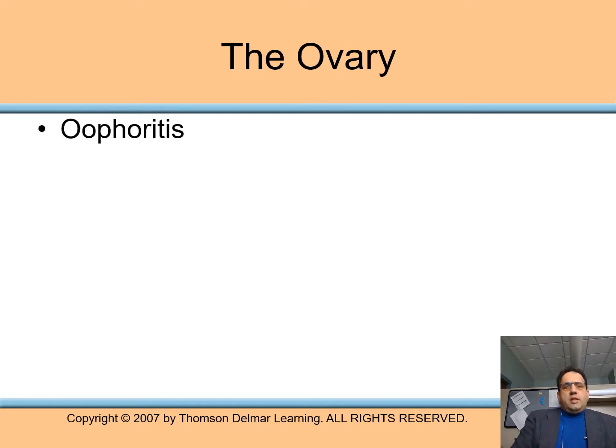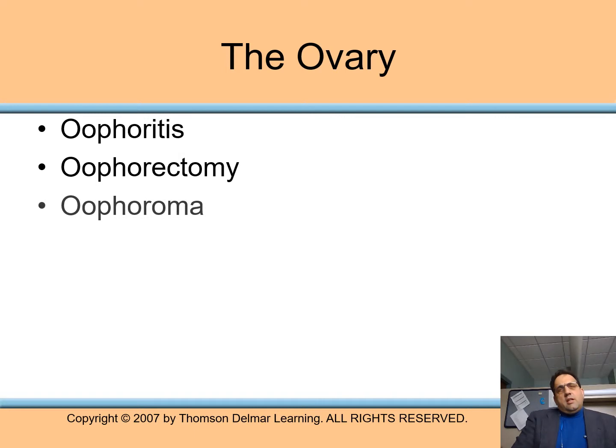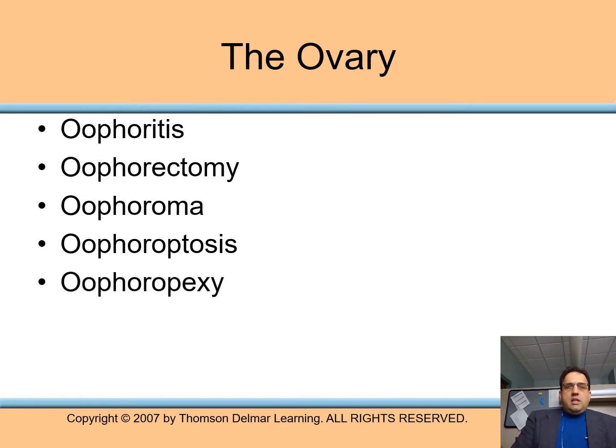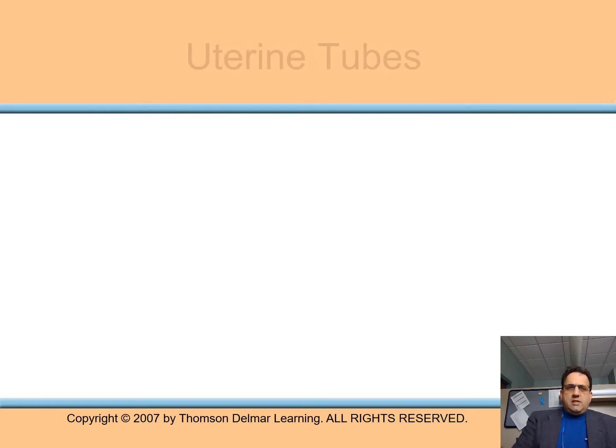So conditions of the ovary could include oophoritis, which would be inflammation of the ovary. Oophorectomy would be the surgical removal of the ovary. An oophoroma would be a tumor, most likely benign, of the ovary. An oophoroptosis would be a falling of the ovary. The ovary should be held in place by suspensory ligaments, and if those are not properly intact, the ovary may fall lower in the pelvis, which would mean that the ovulated egg would not make it into the fallopian tube. If you had oophoroptosis, you would want to have an oophoropexy to put the ovary back in place.